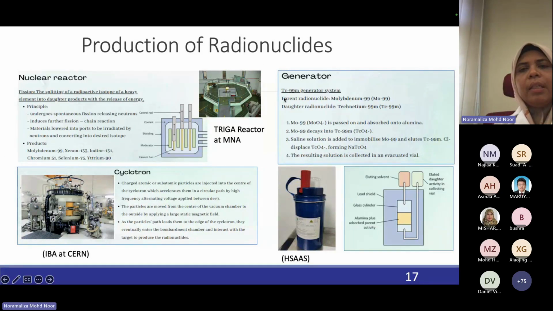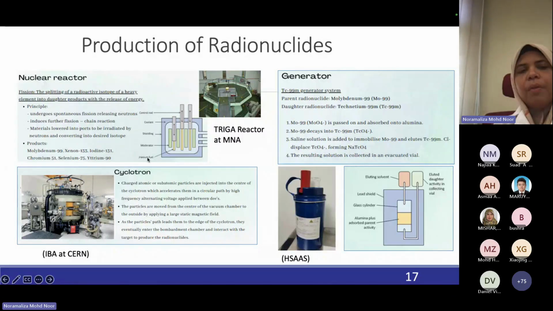Whereas for the generator, the technetium-99m generator, usually we will insert the molybdenum into the generator because it is easier for us to use at the hospital. So this is our technetium-99m generator that we bought from Turkey, where over time molybdenum-99 will decay to technetium-99m, and then this technetium-99m will be injected into the patient's body. After that, it will produce gamma rays, which will be detected later with the detector.